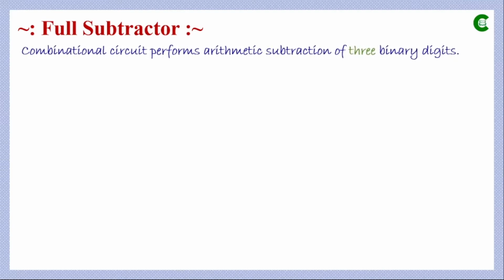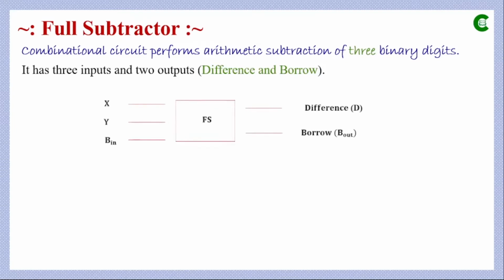Now the full subtractor is again a combinational circuit which performs arithmetic subtraction of three binary digits. That means in this case we will have three inputs and again two outputs, difference and borrow. And the third input of the full subtractor could be the borrow of the previous stage, or of the previous subtractor.